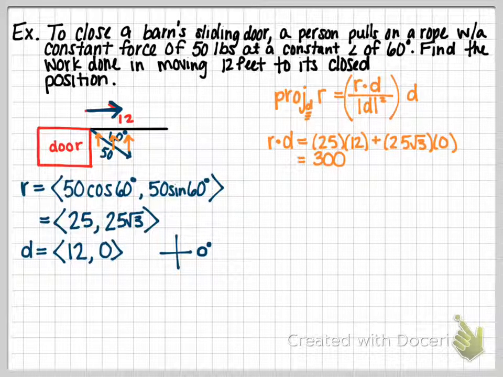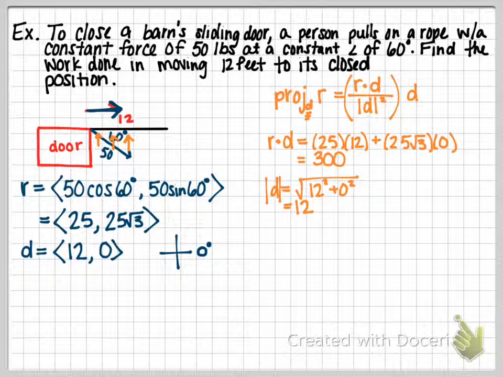Now we need to find the magnitude of the door vector. So I need to find the magnitude of d. That's going to be 12 squared plus 0 squared, take the square root of that. Or you might have just been able to tell by looking at it that the magnitude is going to be 12.